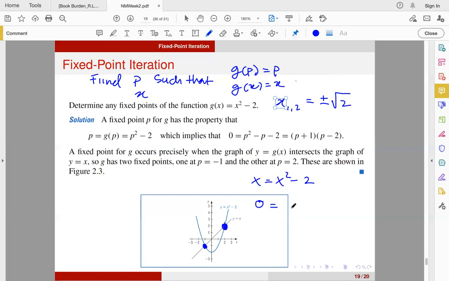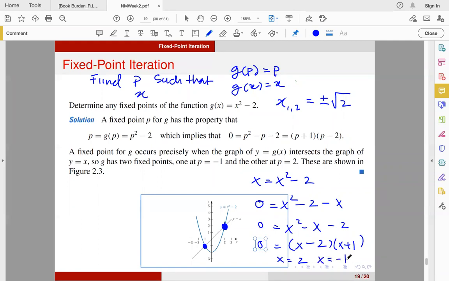So we have 0 equals x squared minus 2 minus x, right? So we have x squared minus x minus 2. You can solve this easily. What is the result? It factors as (x minus 2)(x plus 1), and x equals 2 or x equals minus 1. So this is the fixed point. We have two fixed points in here, that is x equal 2 and x equal minus 1.